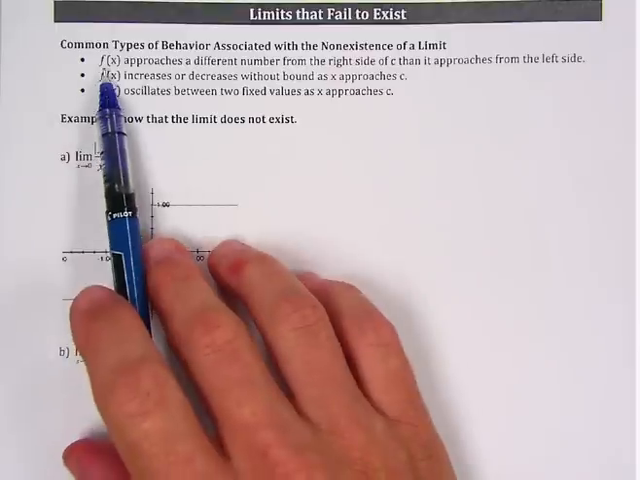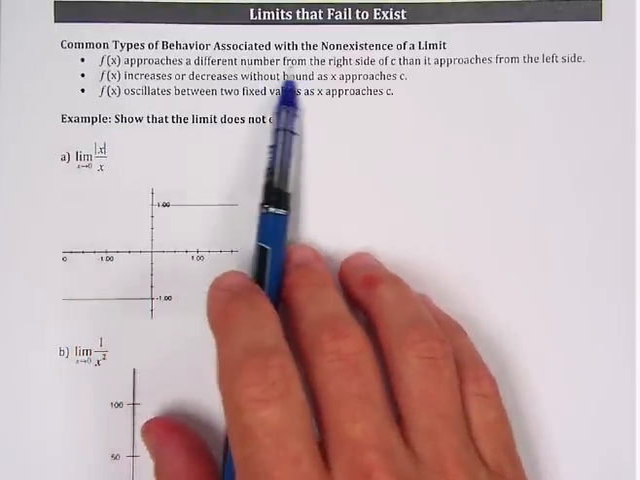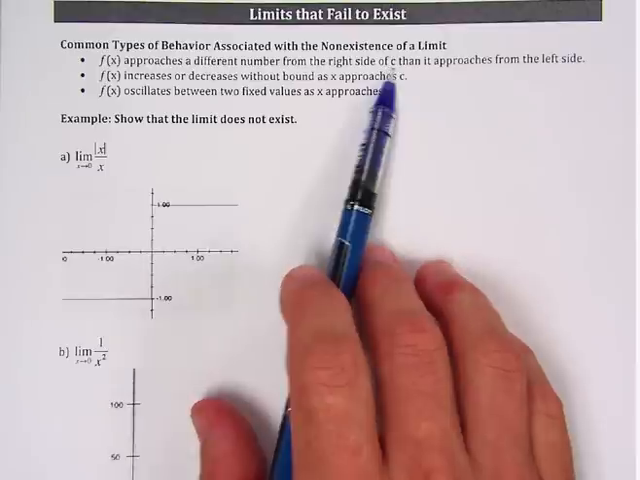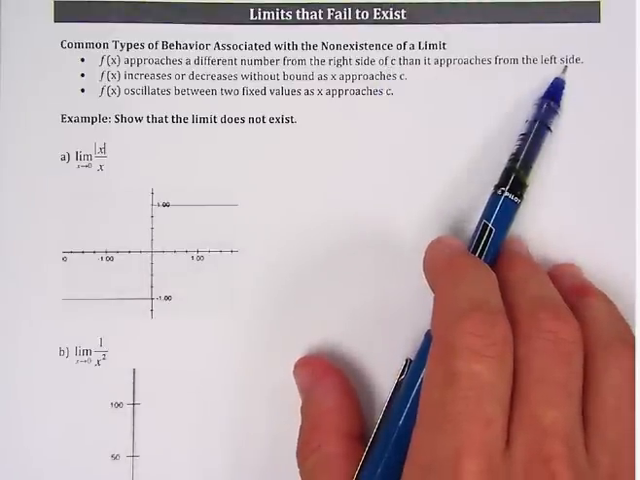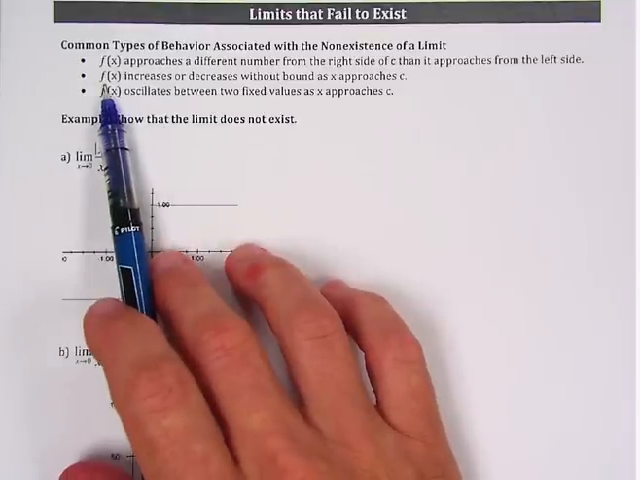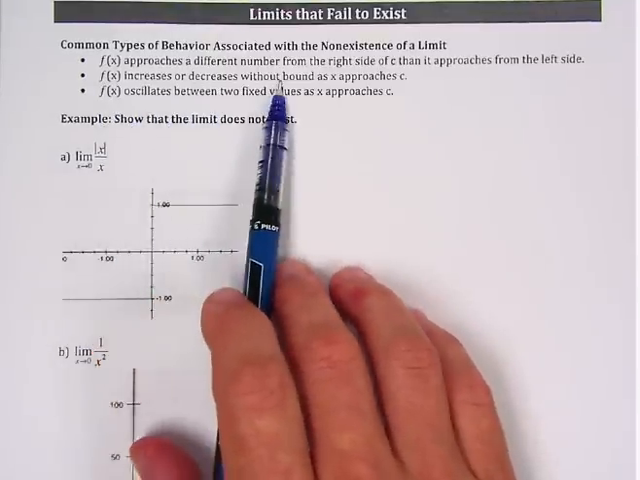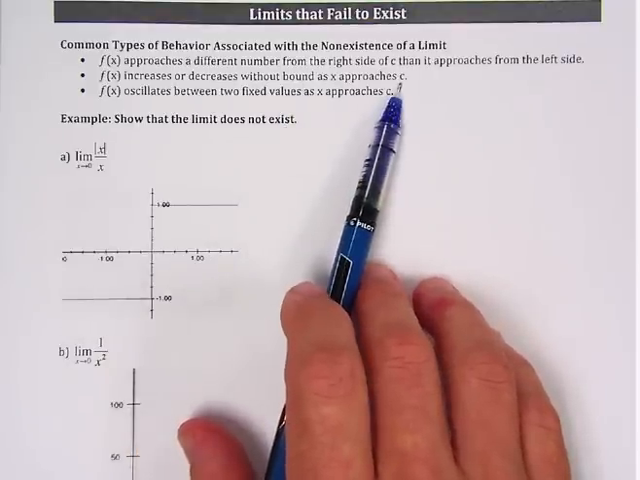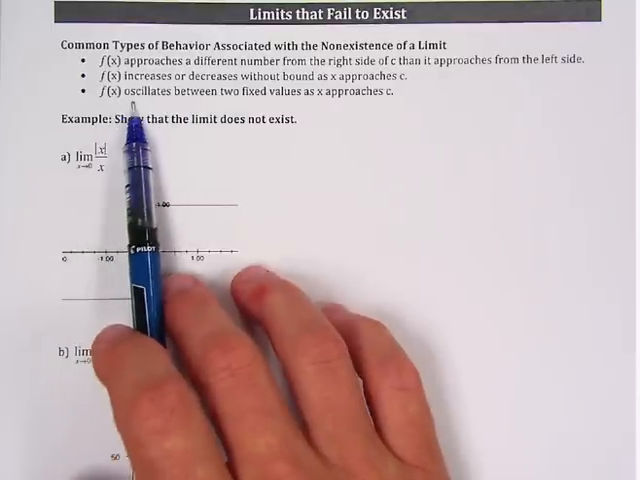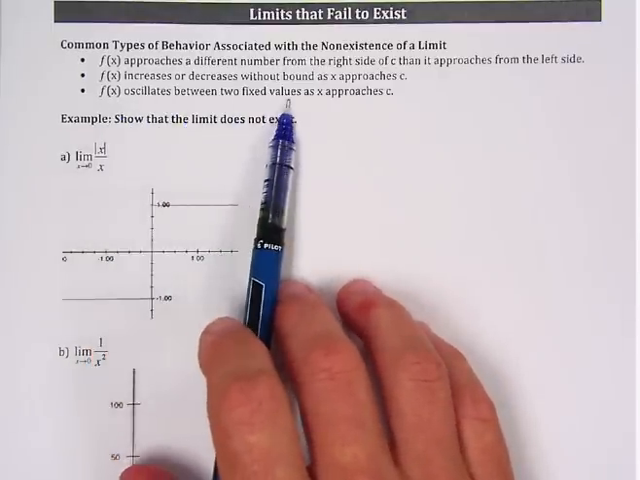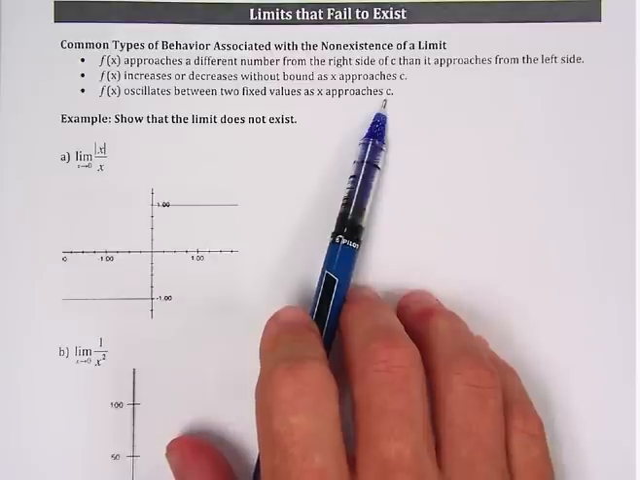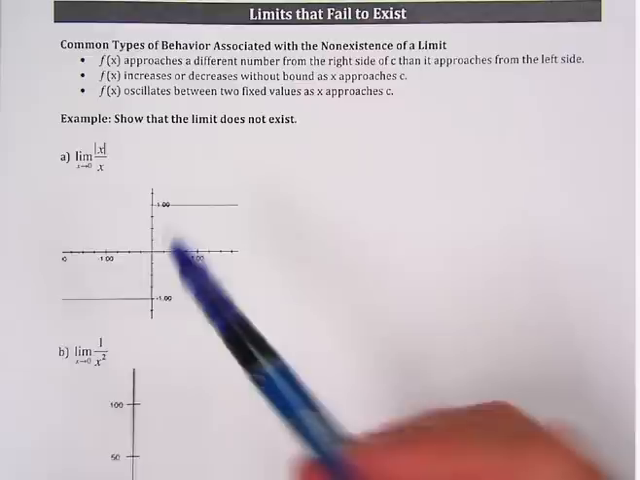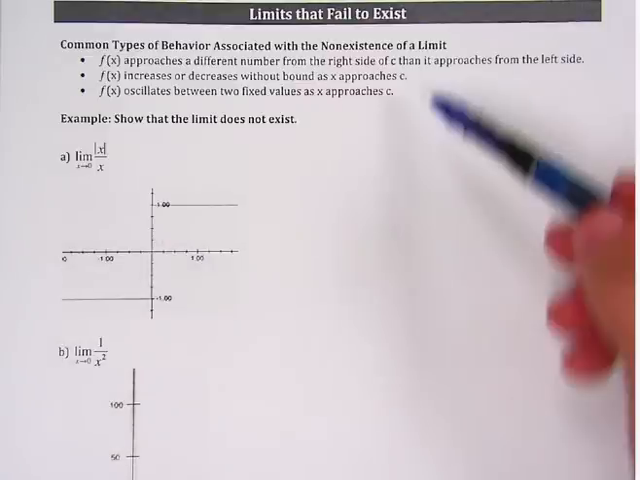The first one is that f of x approaches a different number from the right side of c than it approaches from the left side. Okay. The second one, f of x increases or decreases without bound as x approaches c, thus yielding a non-real number. Or f of x oscillates between 2 fixed values as x approaches c. So we have 3 examples here that are going to show these 3 types of behavior.